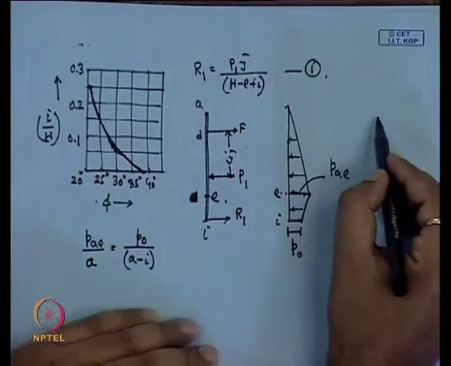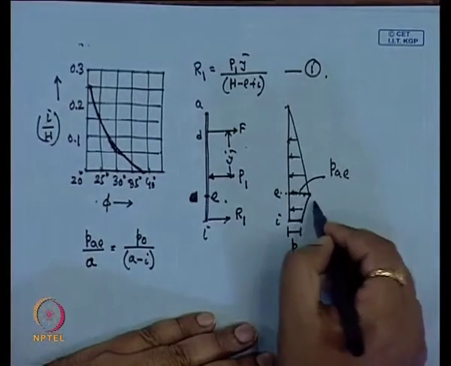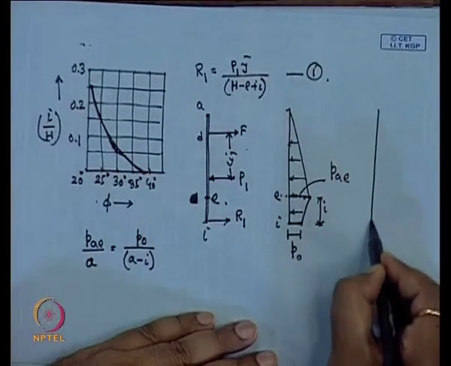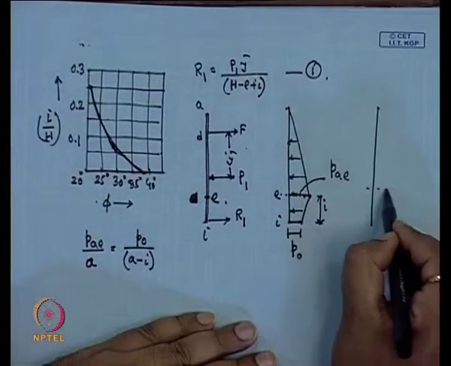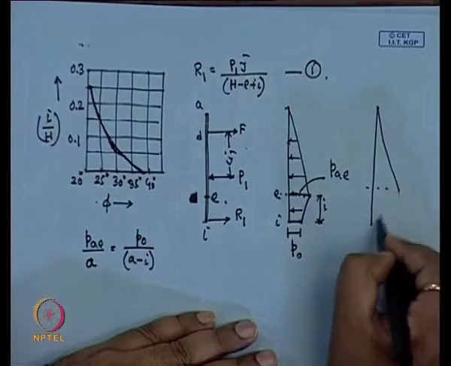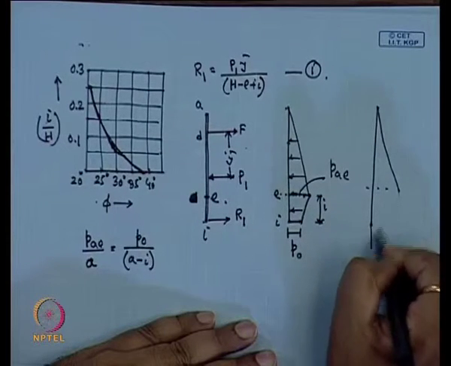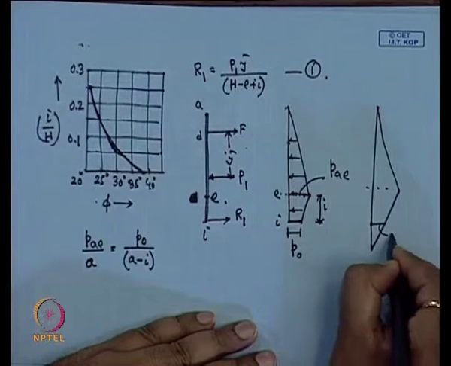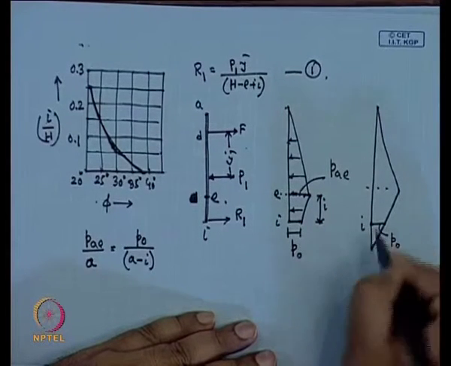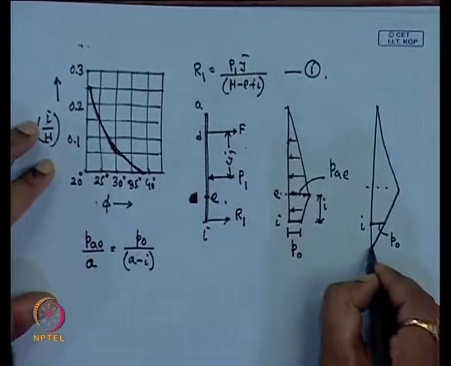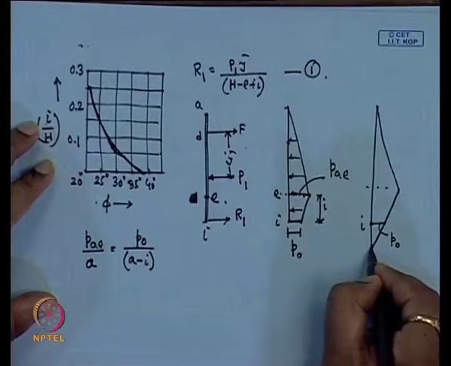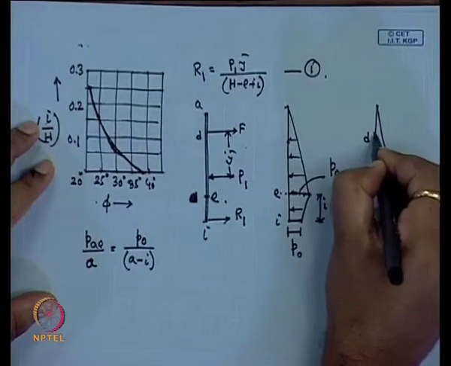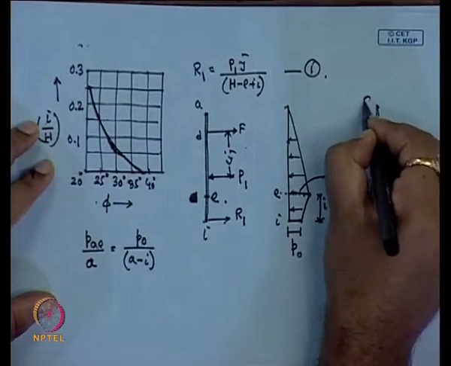Because the total distribution, if we see, is up to I distance. So now if I draw the total distribution, this is E point, so this will go up to here. At this point this is P 0 at I point. This is the point where the stress is 0, that is O point. This is E point, this is D point and this is A point.